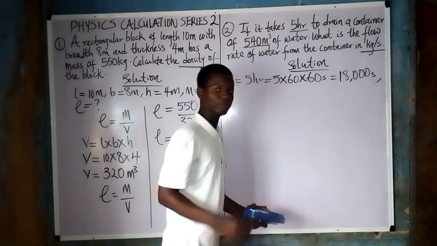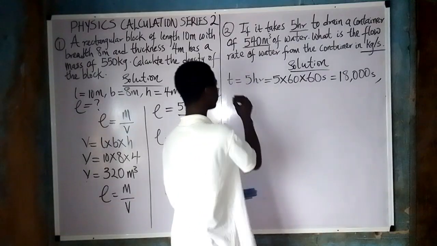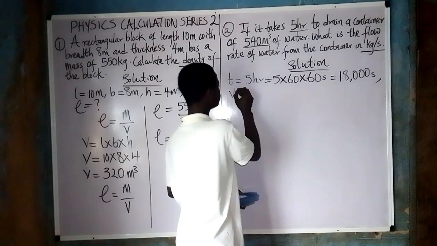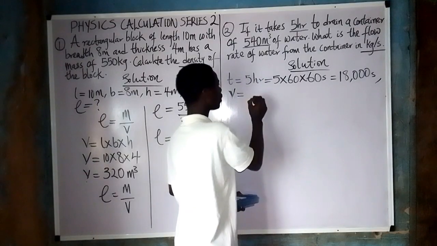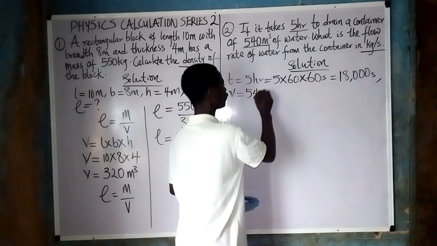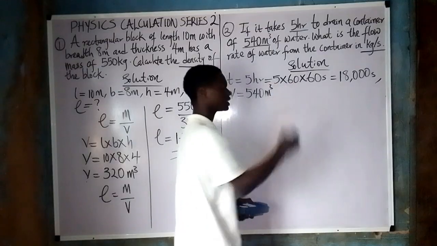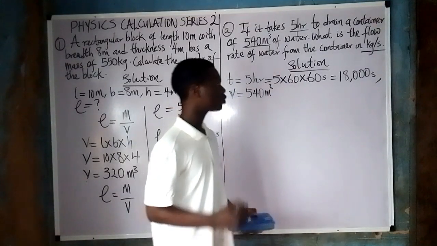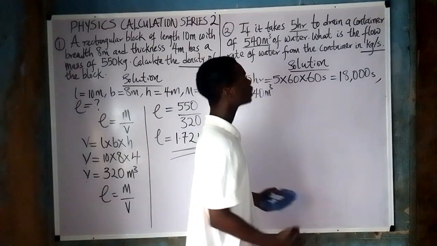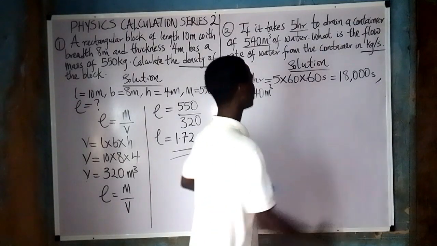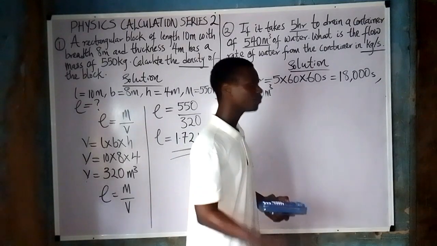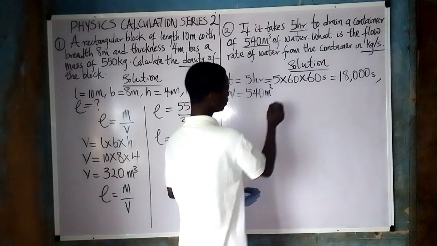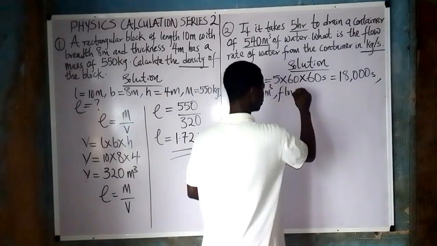540 meter cube. Meter cube is a unit for what? Volume. It's a unit for volume, I mean. So the value that goes with it will be for our V. Is it not? Our V in this question is 540 meter cube. That is our volume. So the question here is, what is the flow rate of water from the container? So assuming they were pouring the water away and we know all these parameters, what will be the flow rate in kg per second? So we can say our flow rate is unknown.